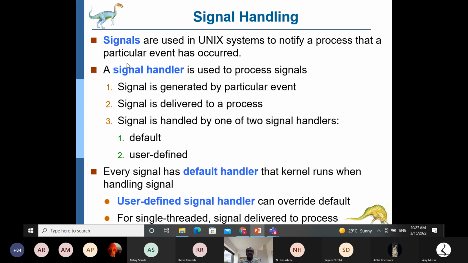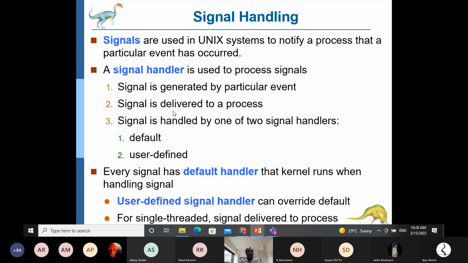So here the signal handler is used to process the signals, as I mentioned. The signal is generated by a particular event, correct? And then the signal will be delivered to a process in the normal sense. If the process has a specific signal handler, then that particular signal handler will be run, and the appropriate message will be delivered, or if the process is to be terminated, it will be terminated, or otherwise the process will simply continue by skipping that particular instruction, or the process may give you output saying that an error has occurred. Likewise, the signal will be handled by the specific signal handler defined by a process.